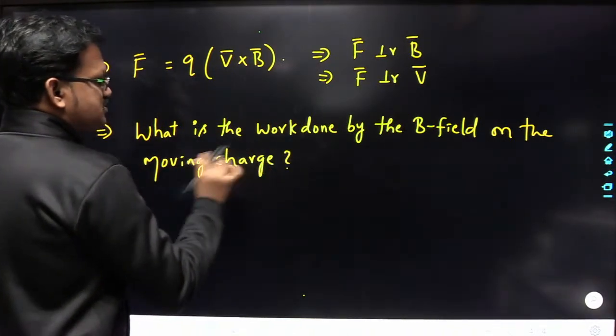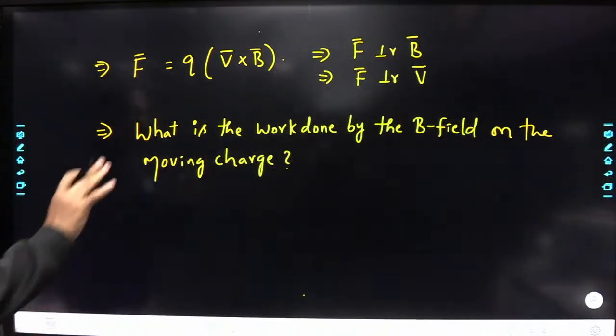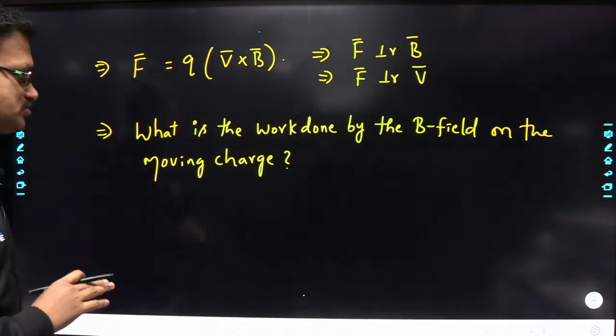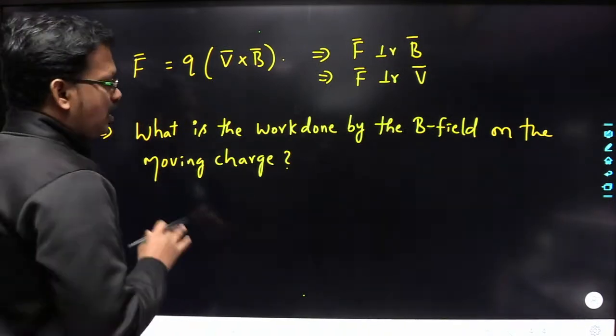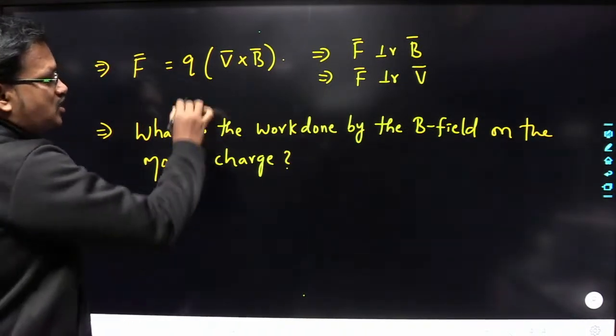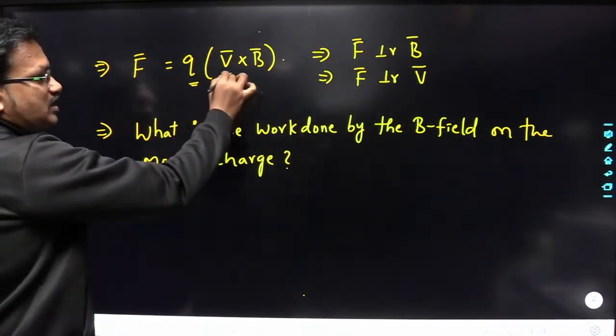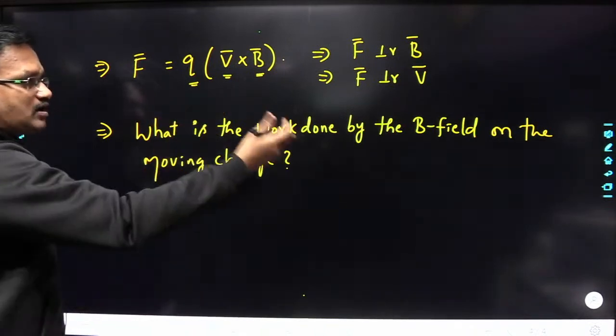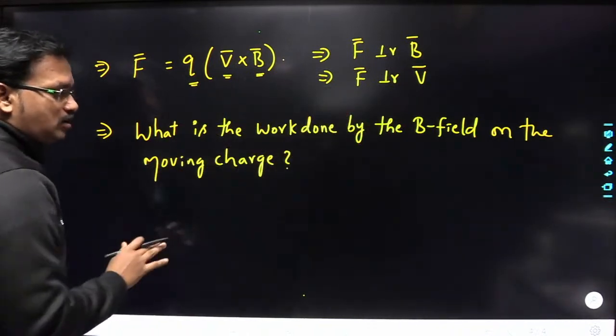So moving charge means it is moving with uniform velocity. So B field means it is uniform B field, right? Okay, so remember these things. So what is the work done by the B field on the moving charge? A charge Q is moving with velocity V in B field B. Then what I am asking here is, what is the work done by the B field on the moving charge?